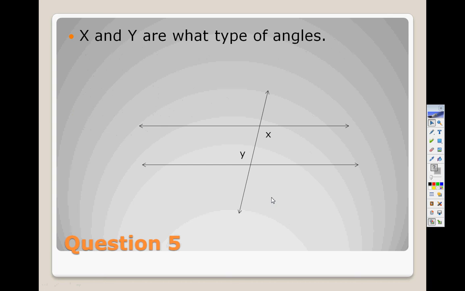Question 5. X and Y are what type of angles? Pause. And the answer is alternate interior angles. So here they are right here, alternate interior. Over here we have alternate exterior angles. And then we'll also have another one with another word that you might be familiar with.